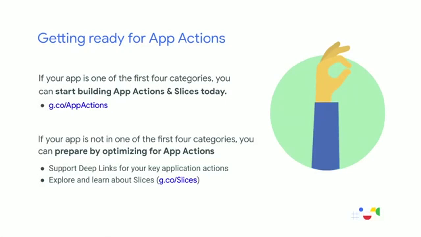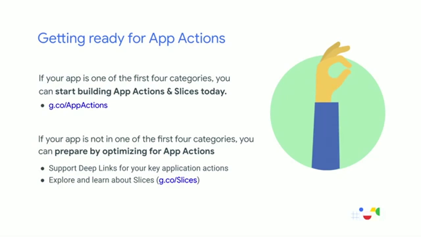And no matter what app you have, you can get started today. If your app falls within one of the first 4 categories that we've mentioned, ride-sharing, health and fitness, finance, and food ordering, you can get started implementing and testing today by visiting our website that just went live yesterday at g.co/appactions. If your app doesn't fall within one of these 4 categories, do not worry. We have new categories coming up very soon.